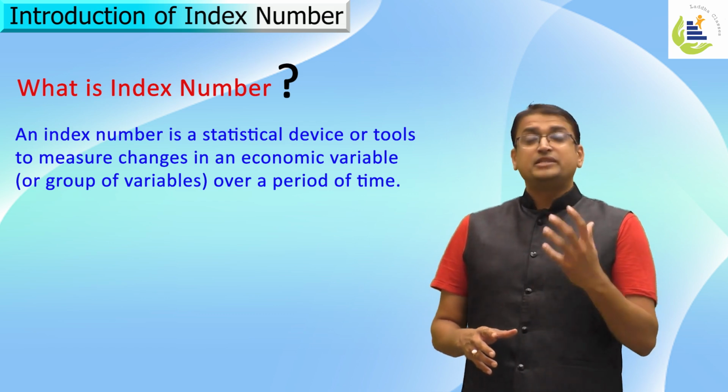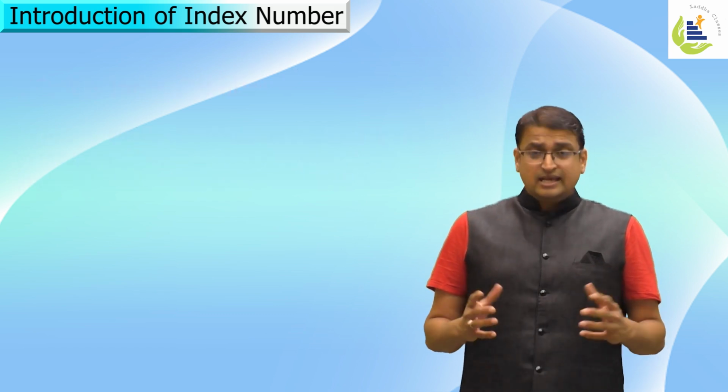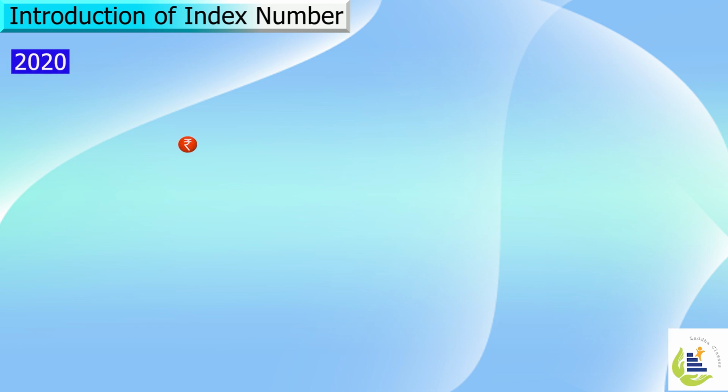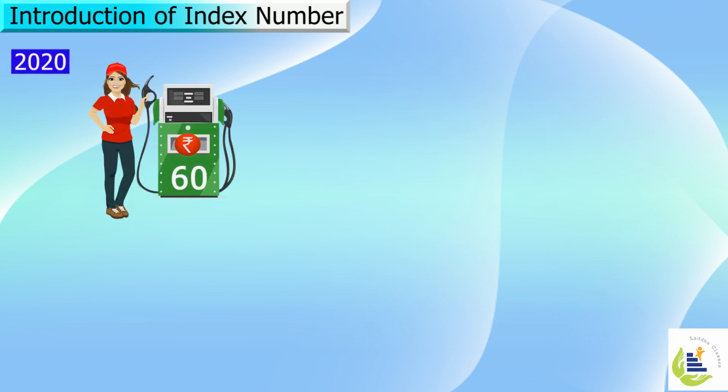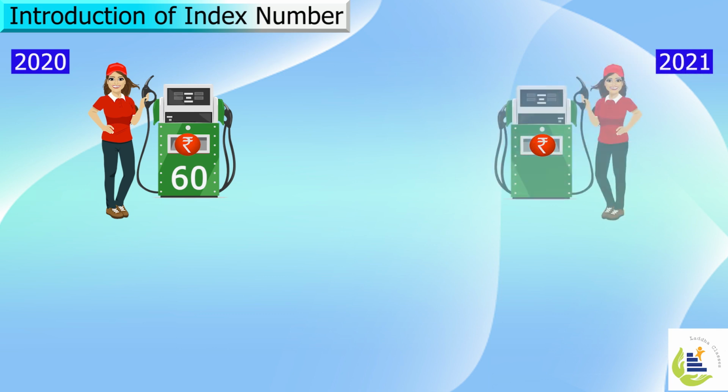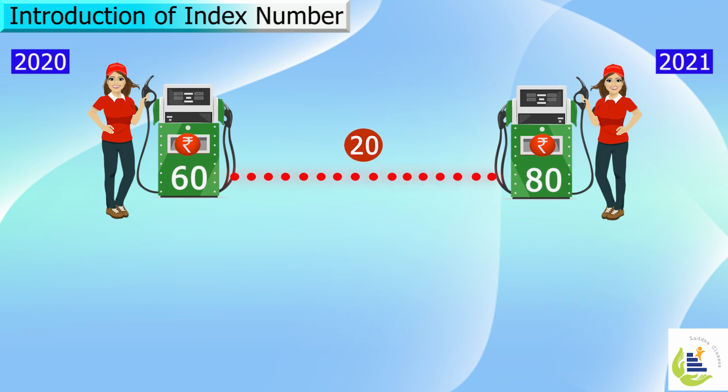I'll explain this with an example. Let's say last year the price of petrol was 60 rupees. This year the price of petrol is 80 rupees. From last year to this year there is a change of 20 rupees in the price of petrol. But if I calculate this year's price of petrol in terms of percentage with respect to last year's price, it will be this year's price, that is 80, over last year's price, which is 60, into 100, which turns out to be 133.33%.